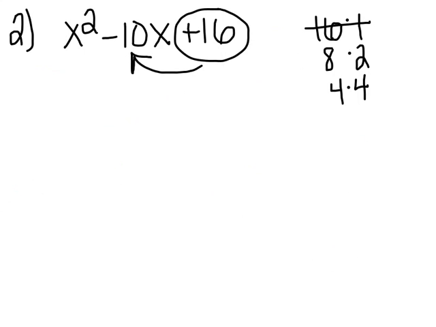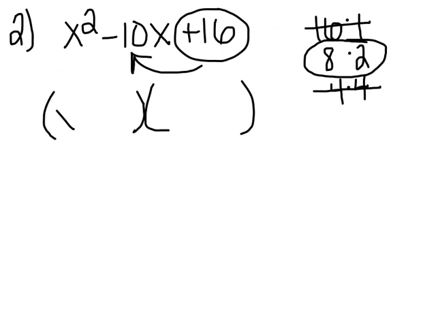That gives us 17. 8 plus 2 is 10, so this is the option that we want. 4 plus 4 is 8, so we don't want that one. So our answer will be x and 8, x and 2.